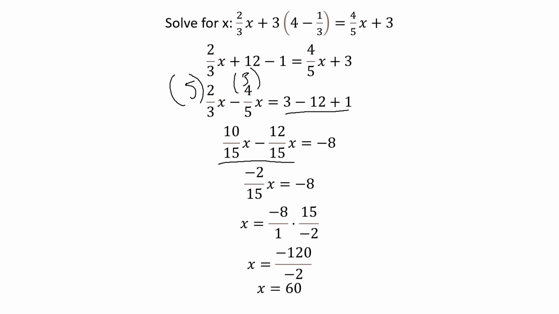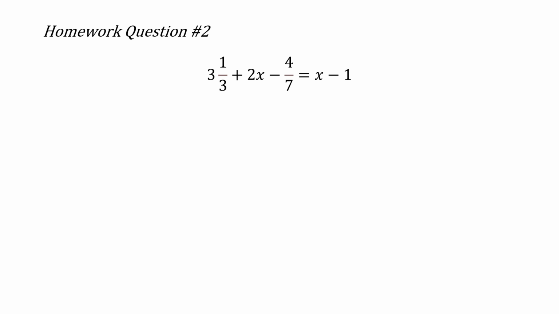Sorry, I had to yawn. So just take your time and work through it. Your homework question number 2: 3 1/3 plus 2x minus 4/5 equals x minus 1. So write this down so that you can go back and do it for your homework question on the easy test maker thing.